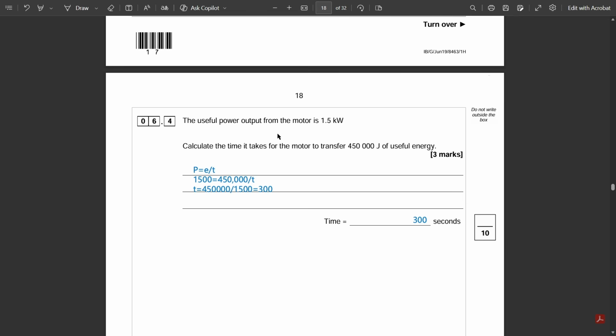Then the useful power output from the motor is 1.5 kilowatts. Calculate the time it takes for the motor to transfer 450,000 joules of useful energy. And we simply use another formula from the formula book, power equals energy over time. Plug that in, rearrange it by multiplying by time, dividing by 1,500. Time equals 450,000 divided by 1,500, and that equals 300 seconds or 5 minutes, but it asks for it in seconds.